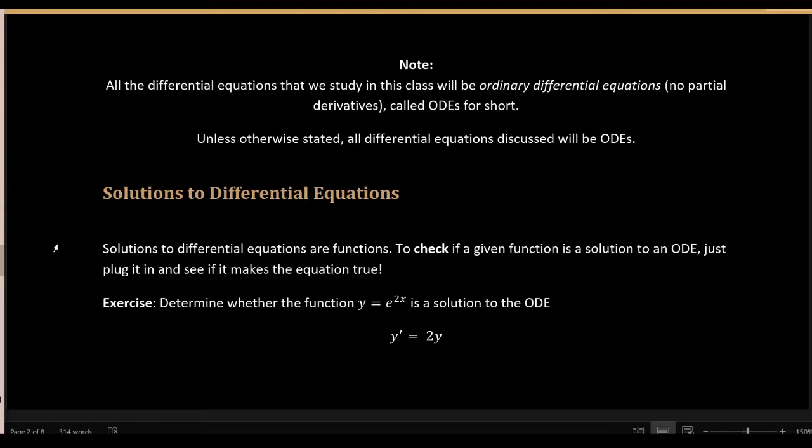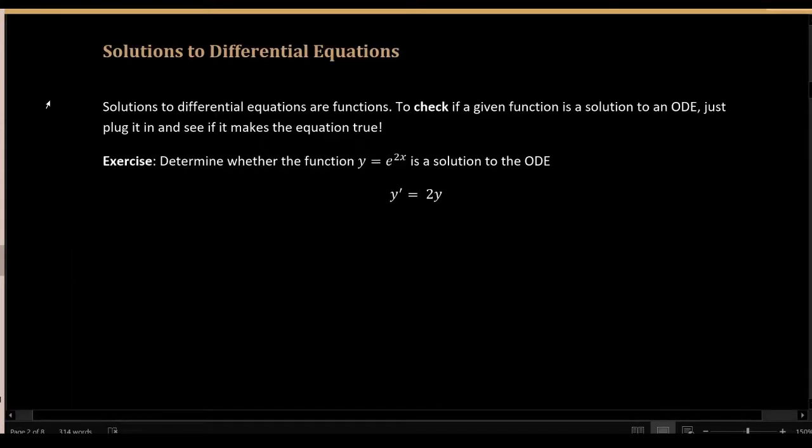There are courses, generally speaking, at the graduate level which focus exclusively on that, and we're not going to cover it. We are going to be studying what's called an ordinary differential equation, which contains not partial derivatives, but the regular derivatives from Calculus 1. Ordinary differential equations are called ODEs for short. So, all differential equations in this class are going to be ODEs.